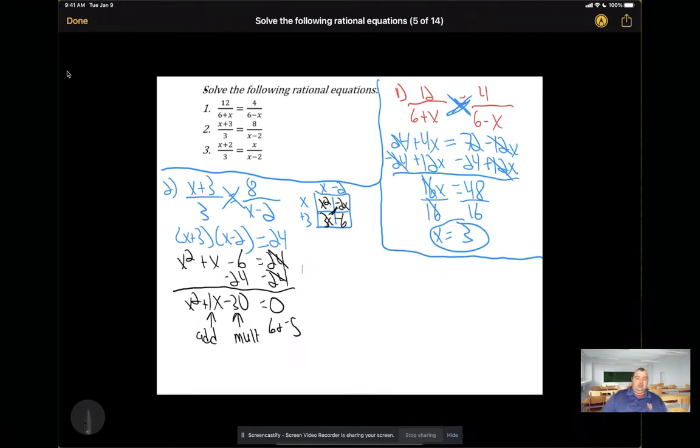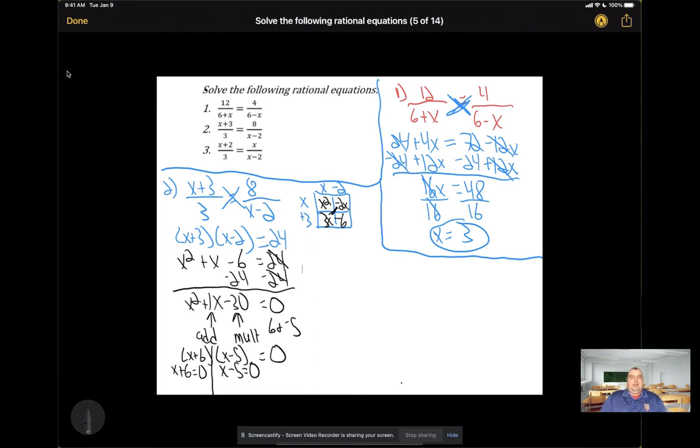All right, if you're not sure, let's check. Is 6 plus negative 5 equal to 1? Yes. Is 6 times negative 5 equal to negative 30? Yes. So when I factor, I end up with x plus 6, x minus 5 equals 0. I can now set each factor equal to 0 and solve for x.